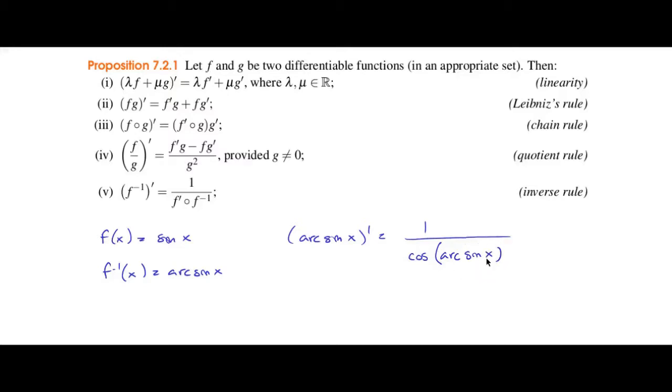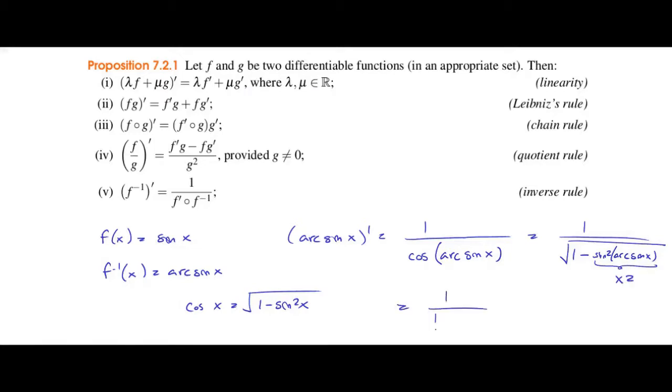Now, how do we express this in an easier way? We know that the cosine of x is the square root of 1 minus the sine squared. So this is equal to 1 over the square root of 1 minus the sine squared of the arcsine of x, but this is the same as x squared. So the derivative of the arcsine is 1 over the square root of 1 minus x squared.